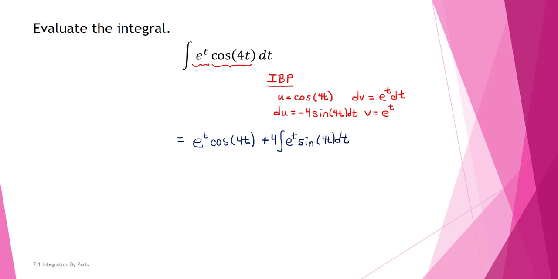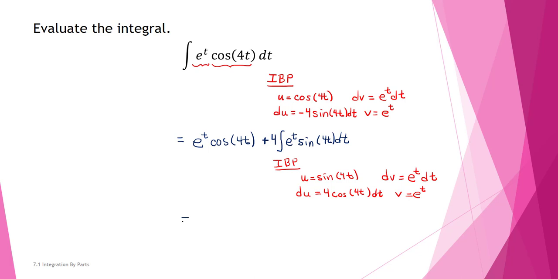Now, it appears that we haven't really made much progress. This integral that we have is not really better than the one we started with, but we're just going to press on and do it again. Okay, so integration by parts again, I'm going to set it up the same way. I'm going to choose u to be sine of 4t, and I'm going to choose dv to be e to the t dt. Then du is 4 cosine of 4t, and v is e to the t, and I forgot my dt again.